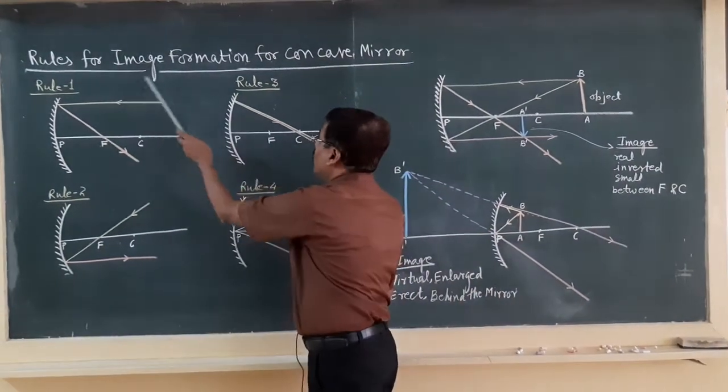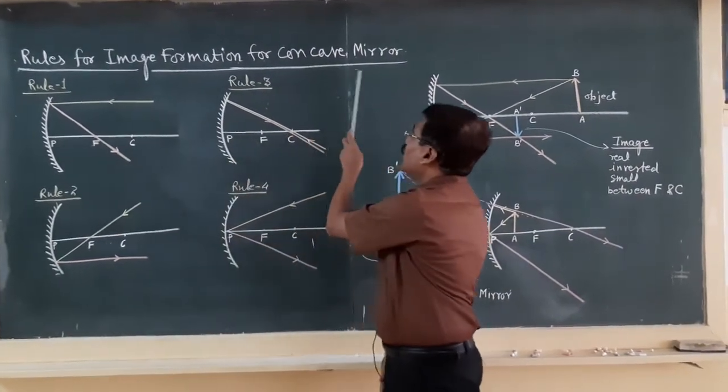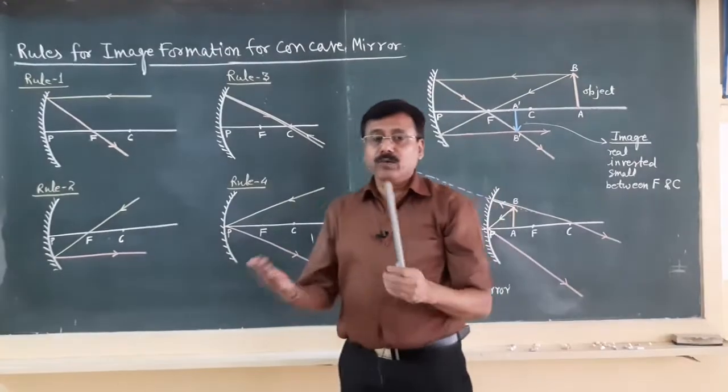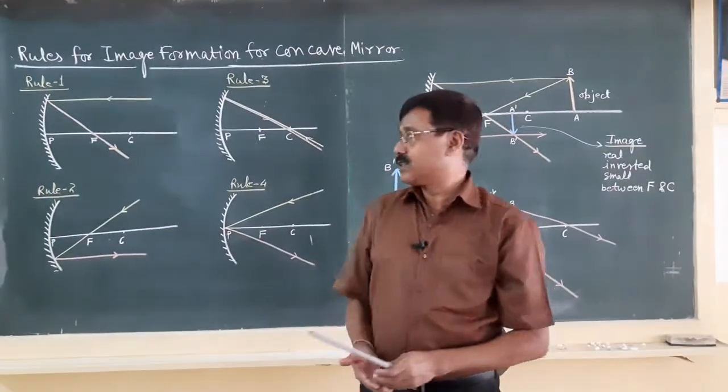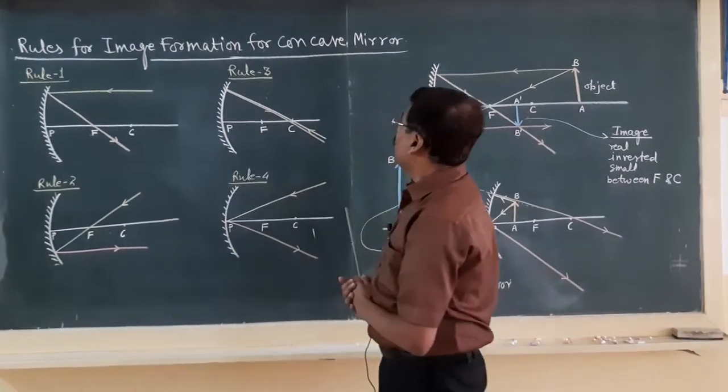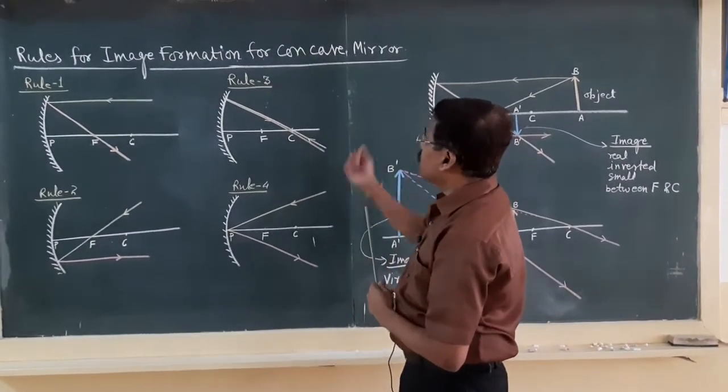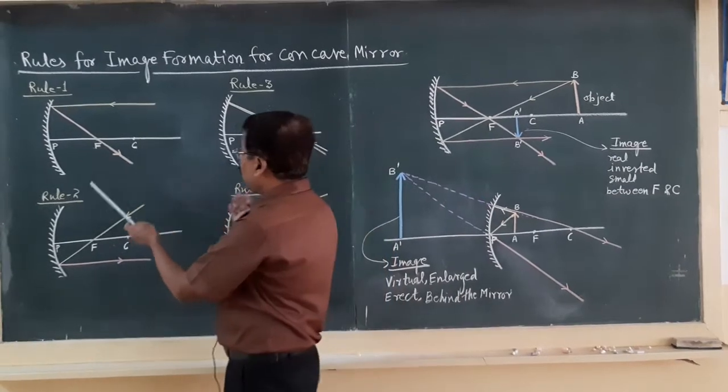The rules for image formation for concave mirror. We have two types of mirror, one is concave, one is convex. So, first, the rules of image formation using a concave mirror. There are four rules.